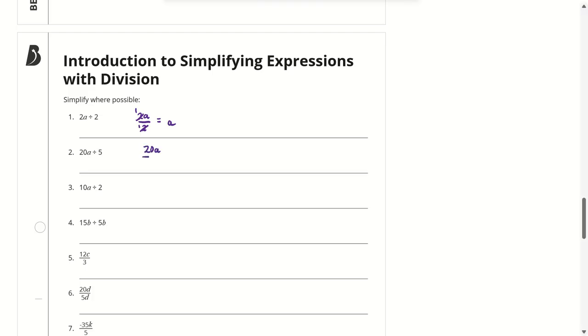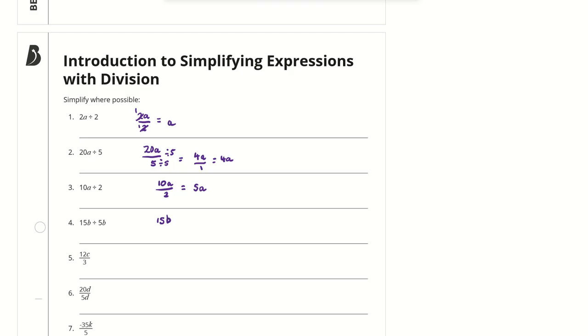20a divided by 5. Let's divide top and bottom by 5. And that's going to leave us with 4a over 1, which is just 4a. Anything divided by 1 is just itself. 10a divided by 2. 2 goes into 10 5 times, and don't forget the a.